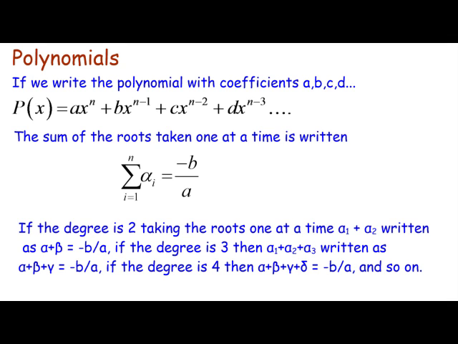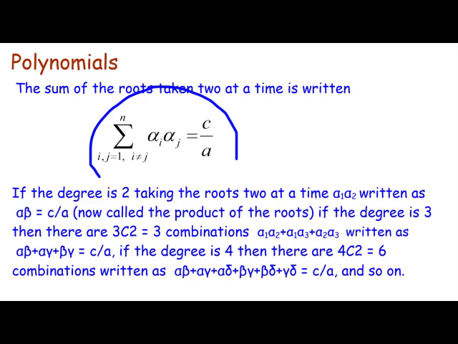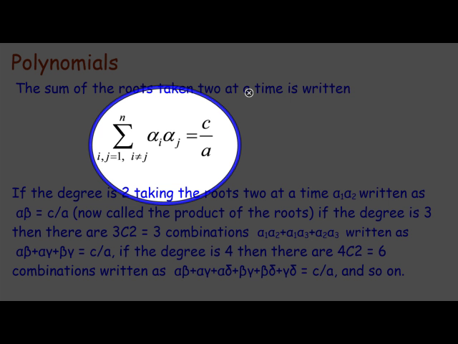Let's try the sum of the roots taken 2 at a time. You can have a quick look here. You can see that we have alpha i, alpha j, where i is not equal to j. So that basically means we don't have alpha alpha and beta beta type things happening. So we now have to take the roots as a combination.